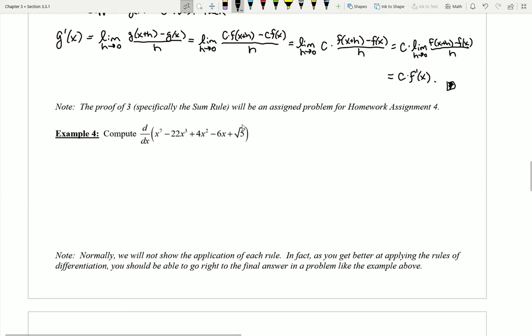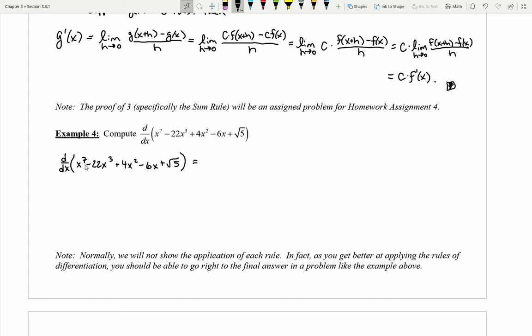So I'm going to go down here and take a look at example number 4 to try to see how we can use a lot of these rules all together. Let's see what we would end up with if we started to calculate things here. So I'm going to start by saying that if I wanted to calculate here the derivative of x to the 7th minus 22x to the 3rd plus 4x squared minus 6x plus the square root of 5, at first I would have a lot of work on my hands, but I can start to think about what rules I can use to help with this.